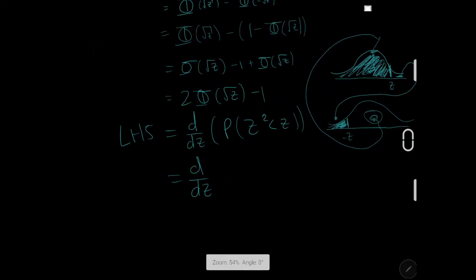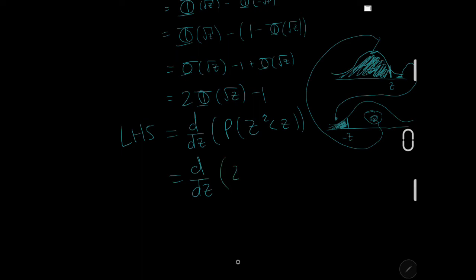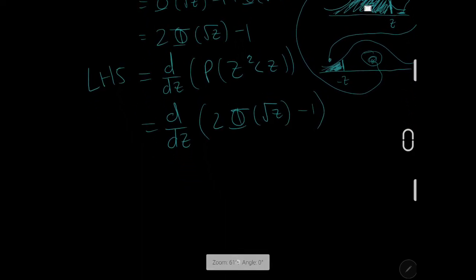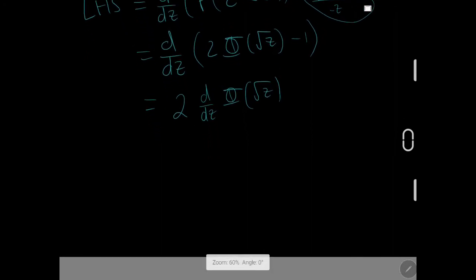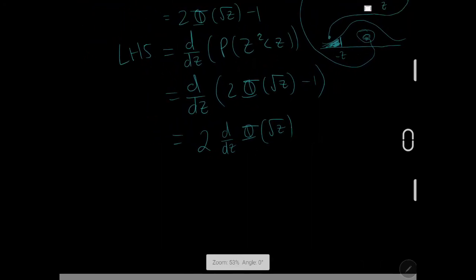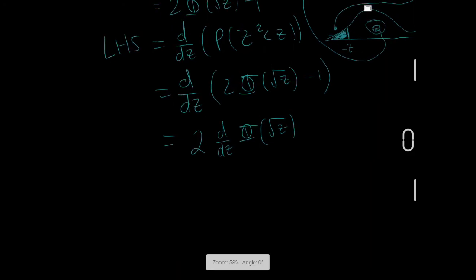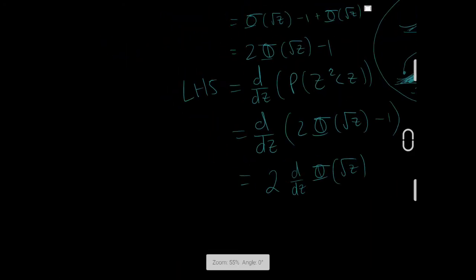Sorry, let me just zoom in a bit so you can see better. So this is the derivative of 2 phi of root z minus 1. And then all we have to do is use our derivative laws. So for this derivative, that minus 1 is a constant, it's going to go to 0. The 2 is going to come out, and we're going to get d/dz of phi of square root of z. Okay, now I'm running out of space, so I'll move somewhere else.